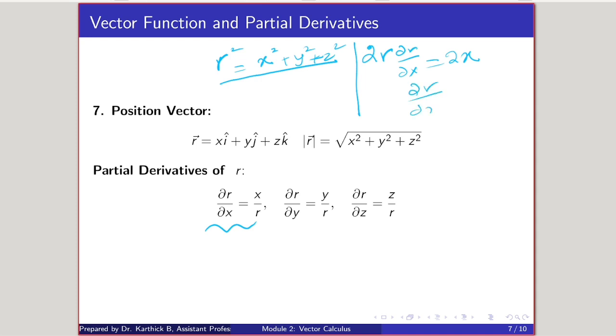Then ∂r/∂x will become 2x divided by 2r. The 2 will get cancelled. Finally, you will get x/r. Similarly, if I differentiate this function with respect to y, it is the same as with respect to x.